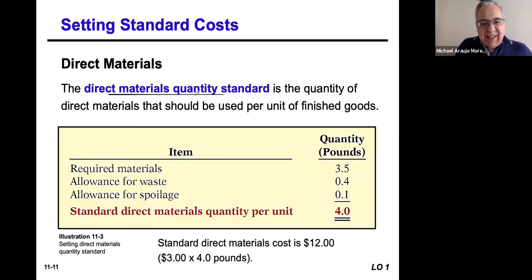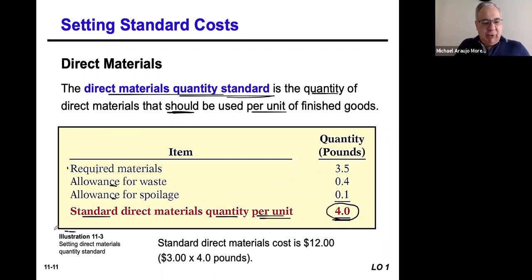For the actual quantity, the quantity standard is the quantity of materials that should be used per unit of goods. What should we be using to create it? Well, 3.5 pounds is required. There's going to be some allowance for waste and spoilage, as in manufacturing, waste and spoilage happen. So that means the standard direct material quantity per unit, in this case, is 4 pounds.